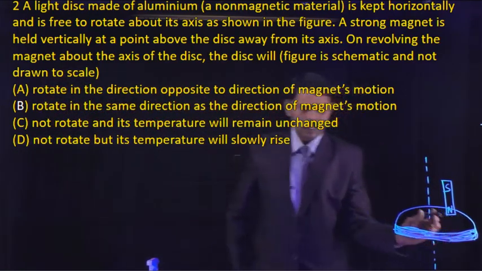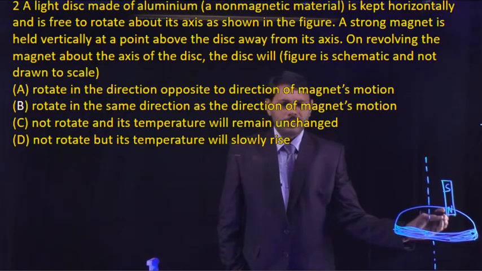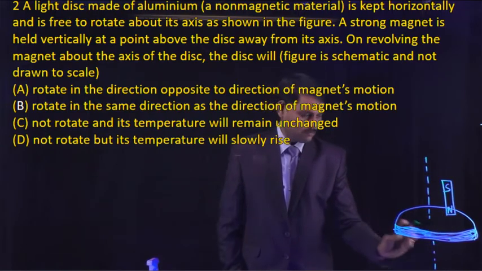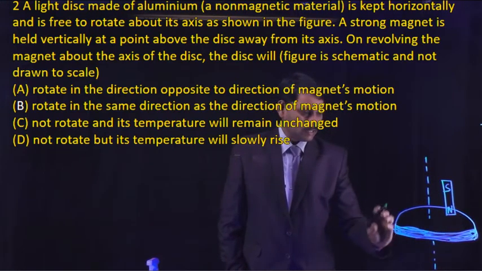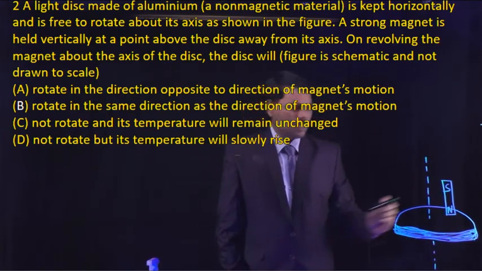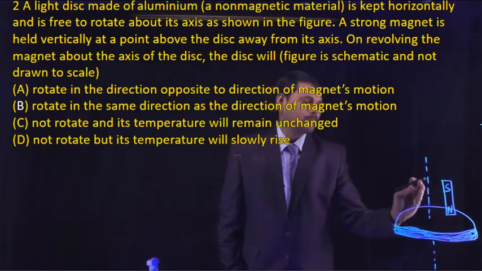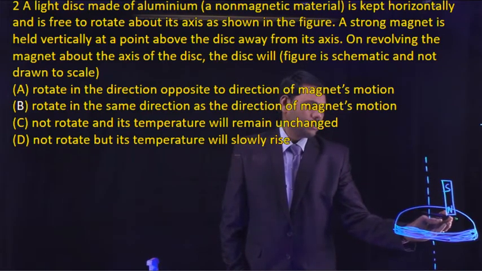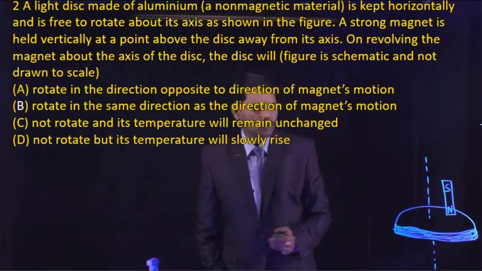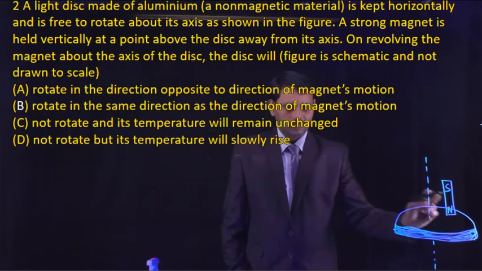Here, this is the diagram given in the problem. Here we have a light disc made up of aluminum. This is a disc made up of a conductor, that is aluminum, but non-magnetic material. And there is a bar magnet having north pole here and south pole, kept parallel to the axis and above the disc. Now, the magnet starts rotating around this axis, as I have shown here.